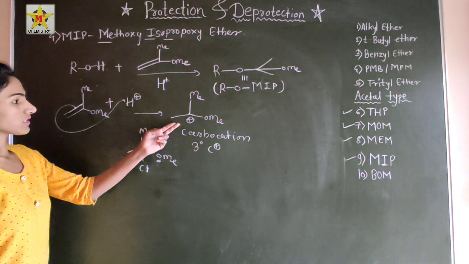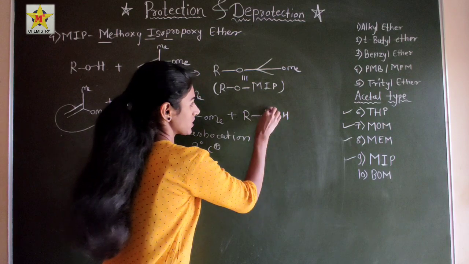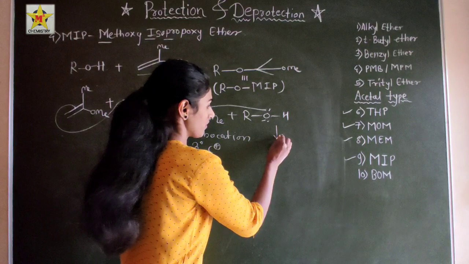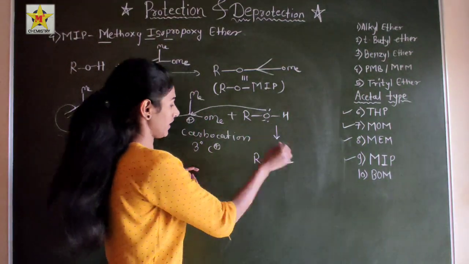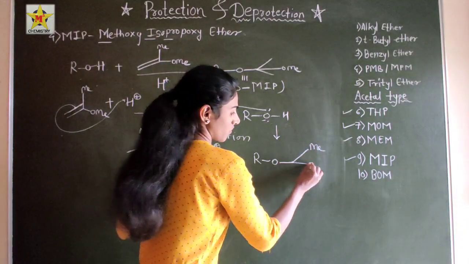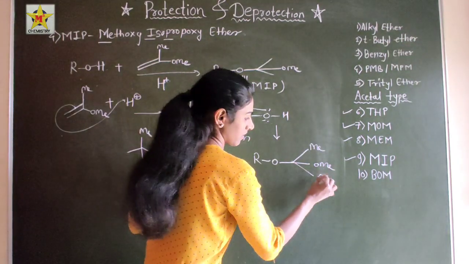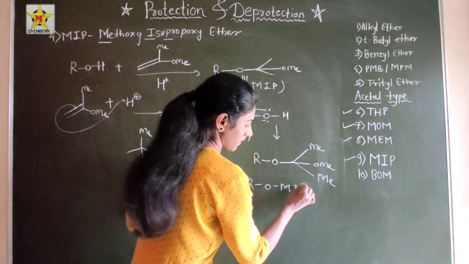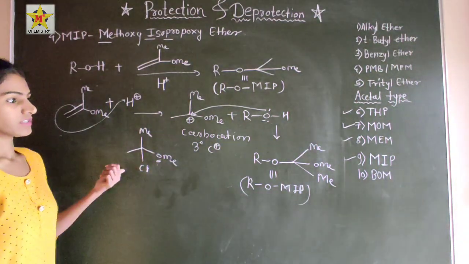So on this carbocation, the oxygen of alcohol will attack and it becomes RO and this group methyl, OMe, and this one is CH3, means methyl. Okay, ROMIP protection. Okay, understand this one.